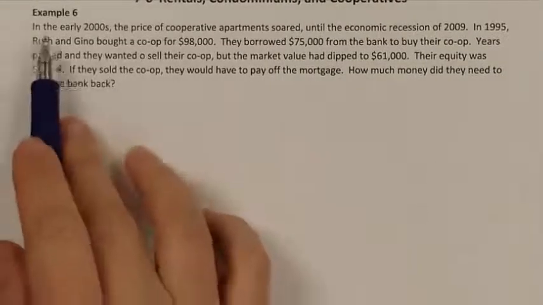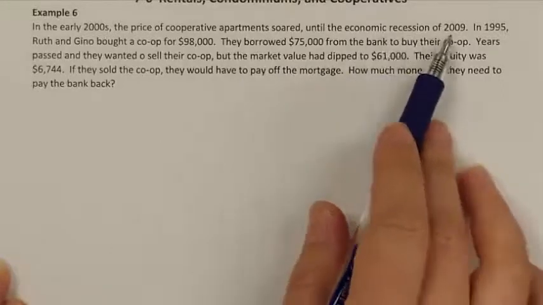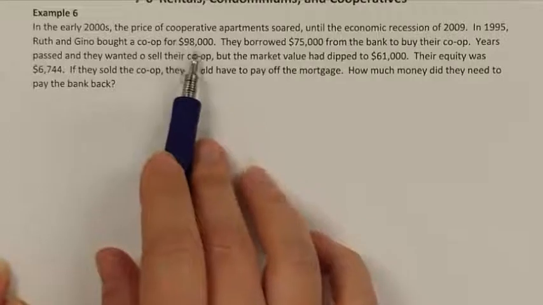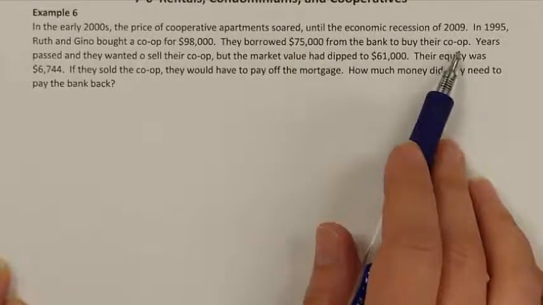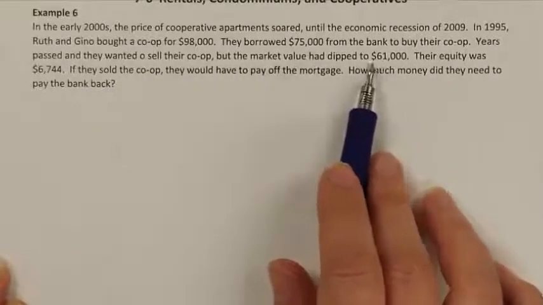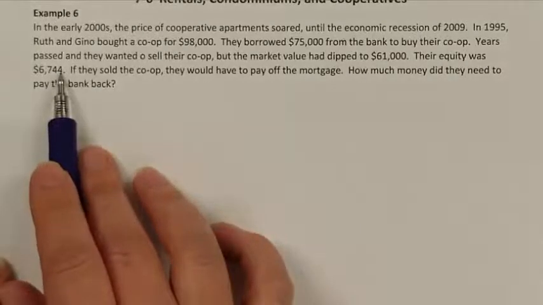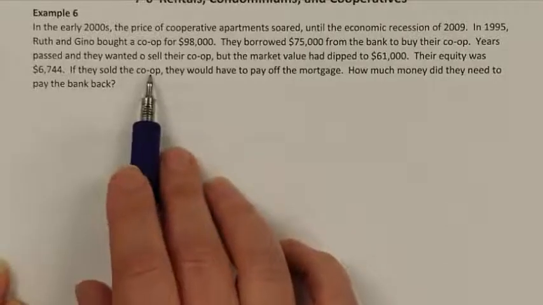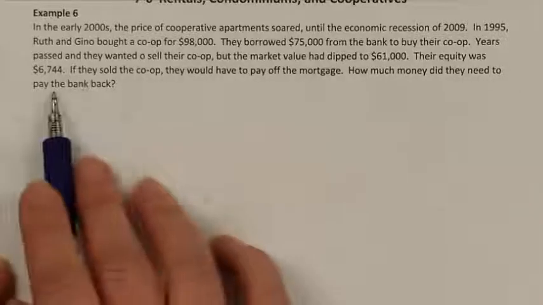Example 6. In the early 2000s, the price of cooperative apartments soared until the economic recession in 2009. In 1995, Ruth and Gino bought a co-op for $98,000. They borrowed $75,000 from the bank to buy that co-op. Years have passed, and now they want to sell the co-op, but the market value has dipped to $61,000. Their equity was $6,744. Equity means that's how much money they would get to keep if they sold. If they sold the co-op now, they would have to pay off the mortgage. How much money did they need to pay the bank back?